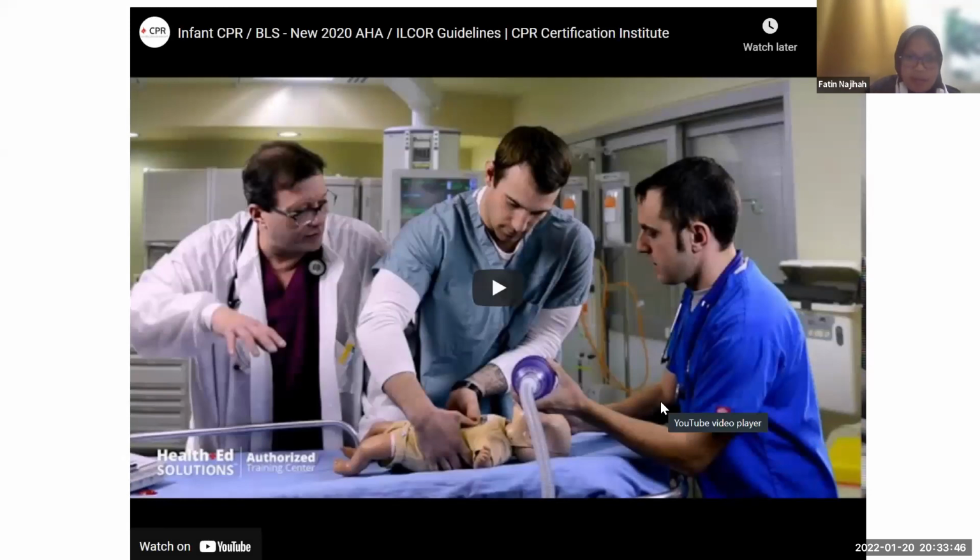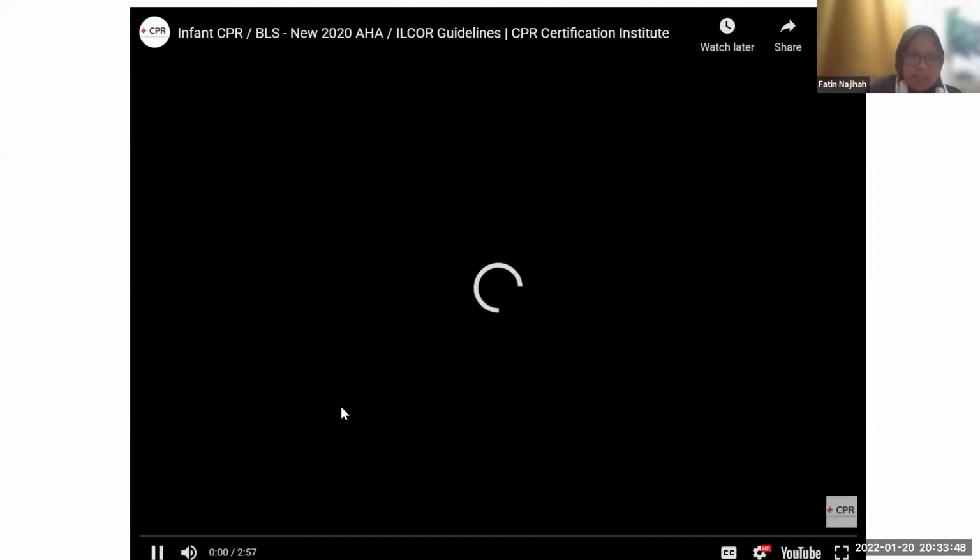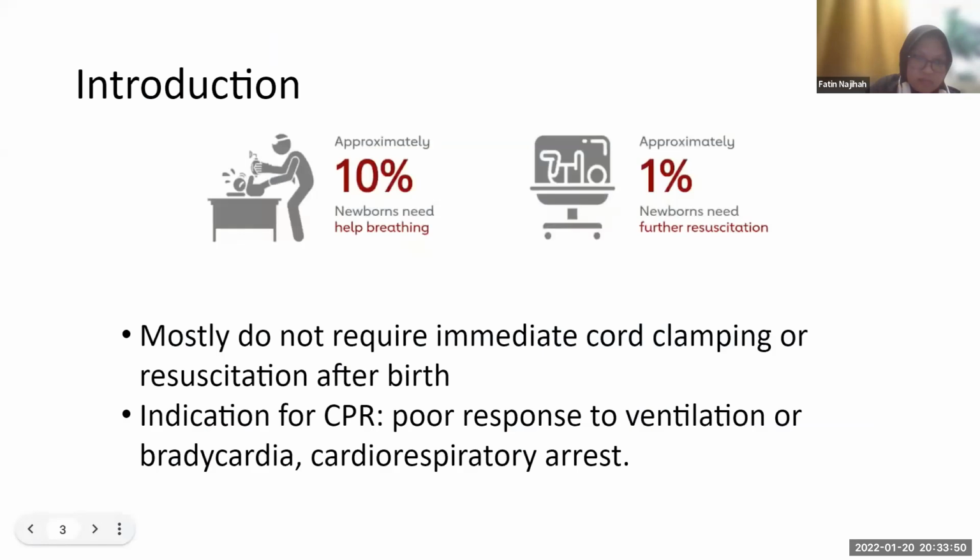So, CPR in infants. Mostly I will be focusing on neonatal. Neonatal resuscitation algorithm according to AHA guidelines 2020. For introduction, approximately 10% of newborns need help in breathing at birth, and approximately 1% of newborns need further resuscitation, but most do not require immediate cord clamping or resuscitation after birth.